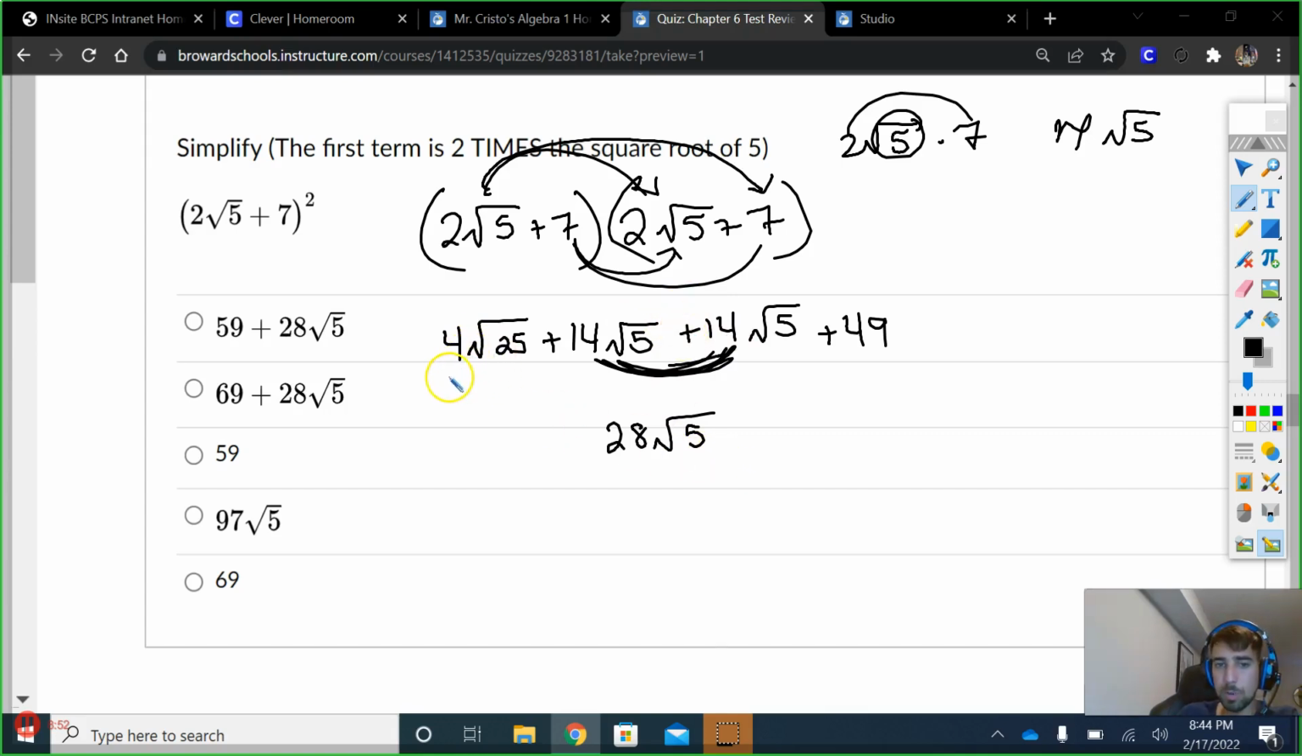If you pay attention to this part right here, it says the first term is 2 times the square root of 5. These two are actually multiplying. Same thing goes for these two. What is the square root of 5 times the square root of 5? It's 5. They're actually multiplying. That's how you get the 20 part right there.